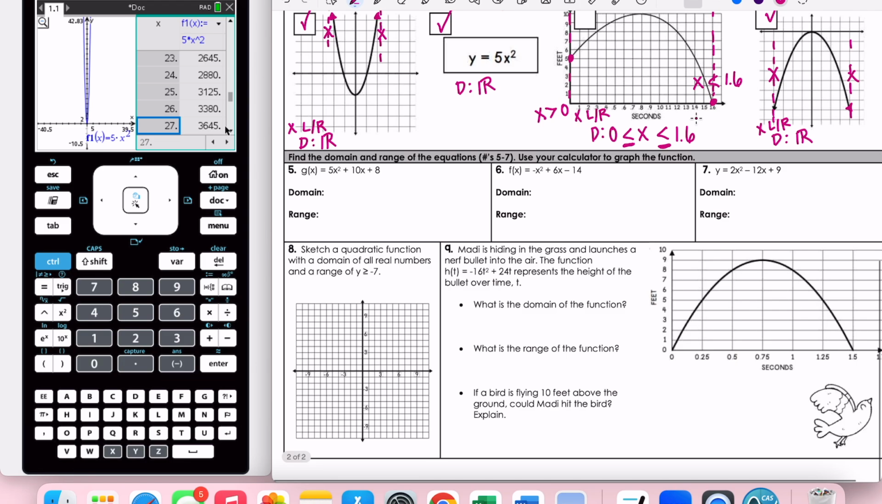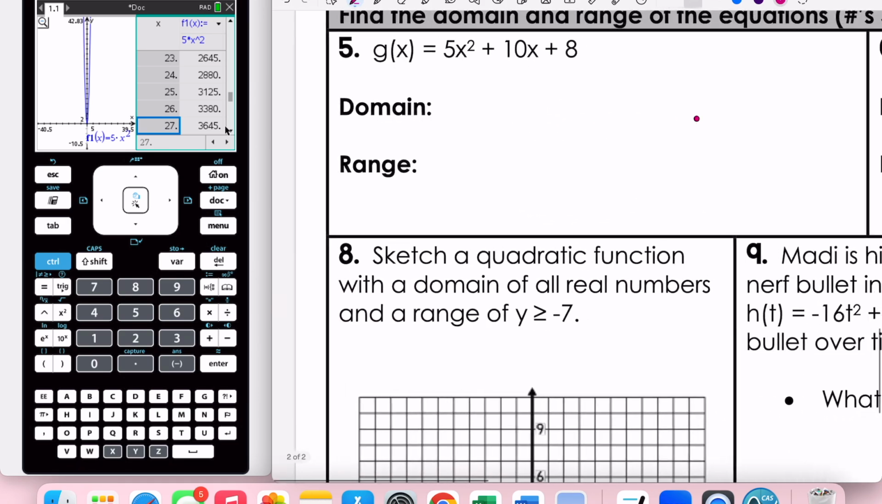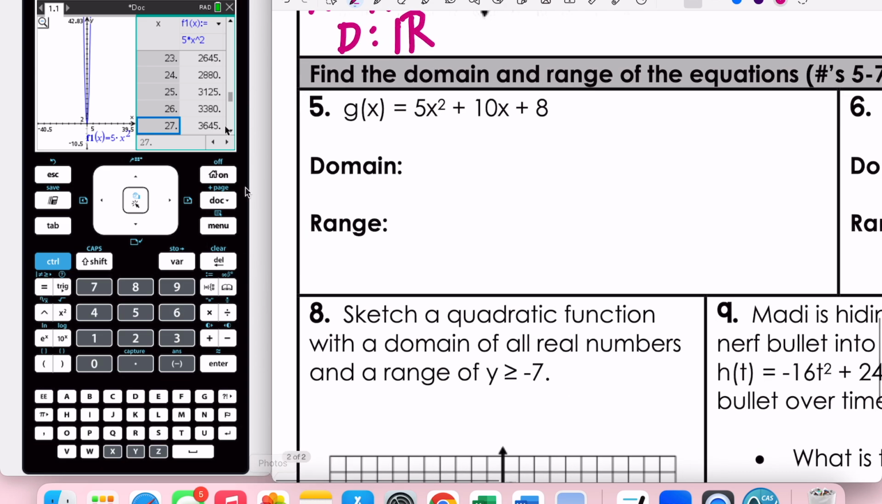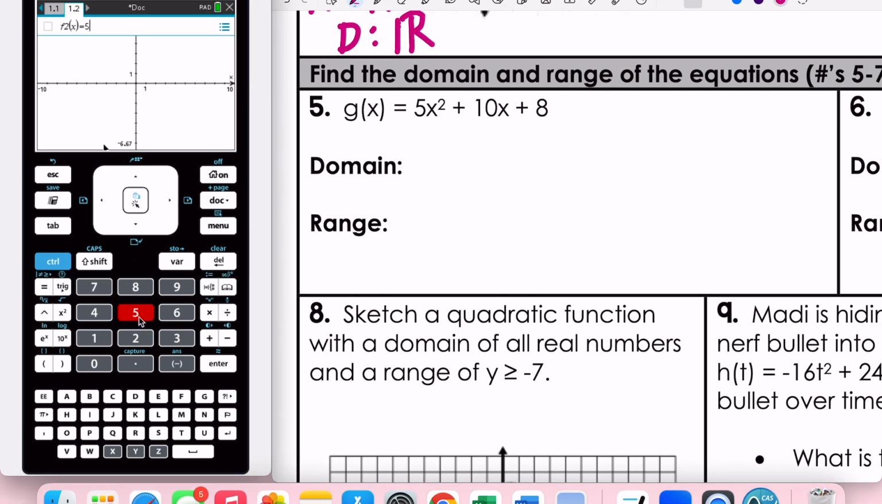So next up, we want to find the domain and range of the equations for numbers 5 through 7. Use your calculator to graph the function. So number 5, we have 5x squared plus 10x plus 8. Now remember what I told you when it comes to identifying the domain of a quadratic function equation. Your domain is always going to be all real numbers.